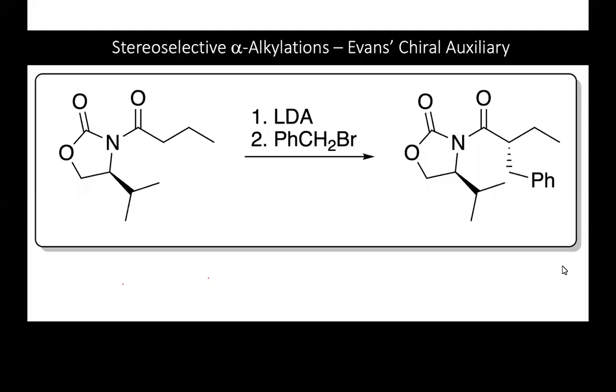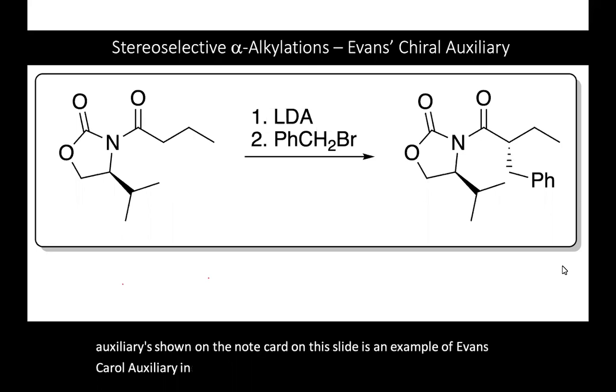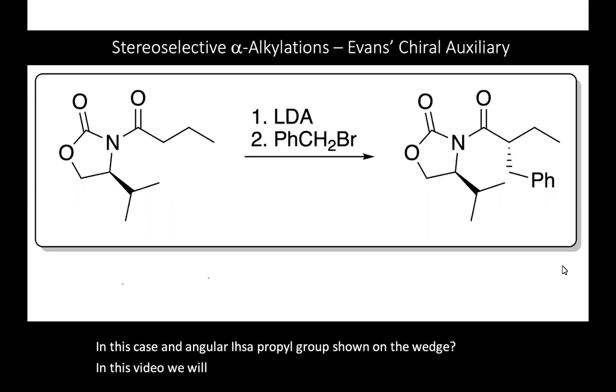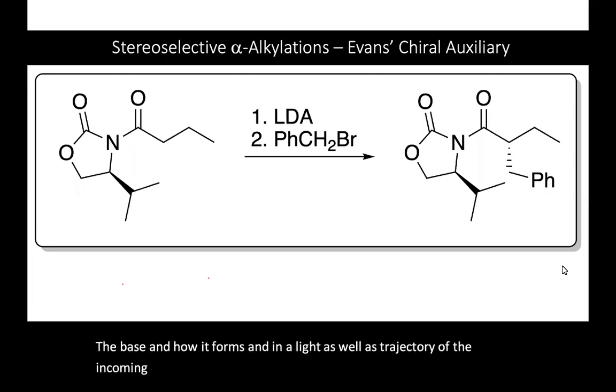A popular strategy for setting asymmetric centers is the use of chiral auxiliaries. Shown on the note card on this slide is an example of Evans' chiral auxiliary, an oxazolidinone with, in this case, an angular isopropyl group shown on the wedge. In this video, we will talk briefly about both the base and how it forms an enolate, as well as the trajectory of the incoming electrophile that sets the observed final stereochemistry of the product.